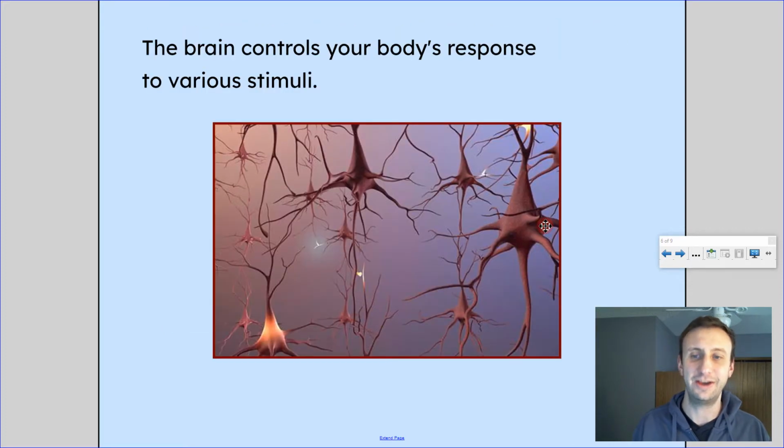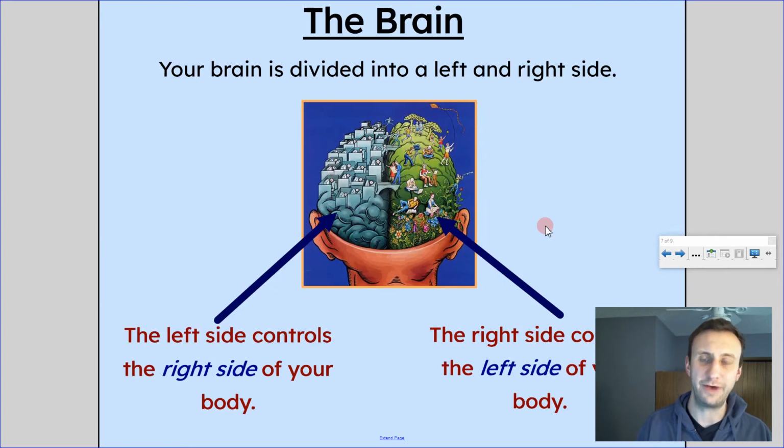Okay, but neurons are how signals are sent throughout your body. The brain controls your body's response to various stimuli. Stimuli being anything that happens to your body, right? Any kind of input would be a stimulus, or plural, stimuli. So your brain is divided into the left and the right side, into two hemispheres. The left side of your brain actually controls the right side of your body, while the right side of your brain actually controls the left side of your body, interestingly enough.